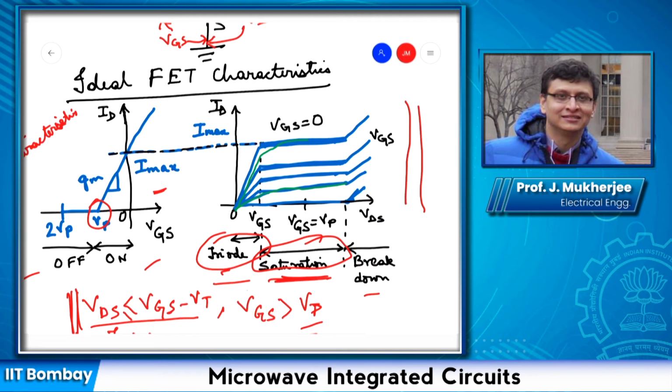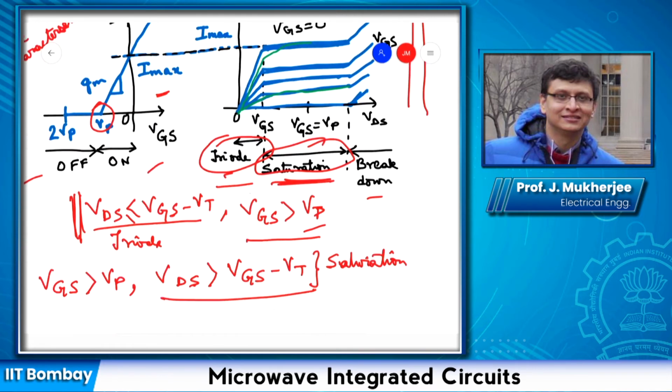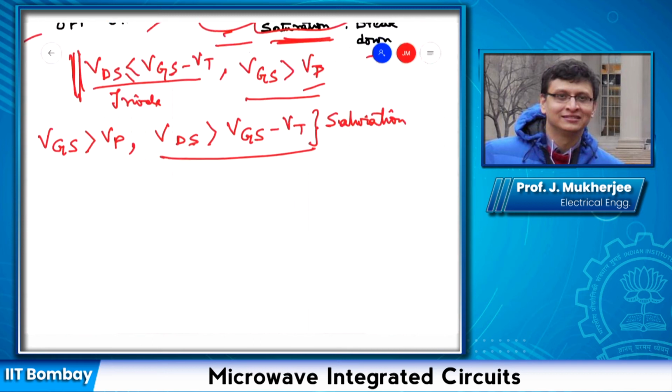Okay, now the next important parameter is what is known as the conduction angle of the transistor. So conduction angle is related to the transistor.